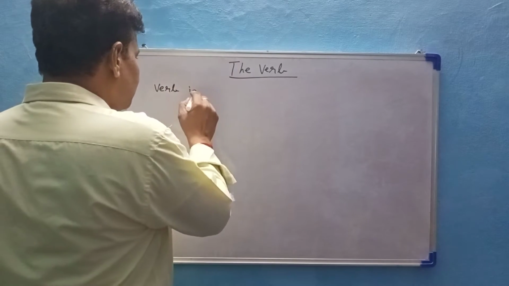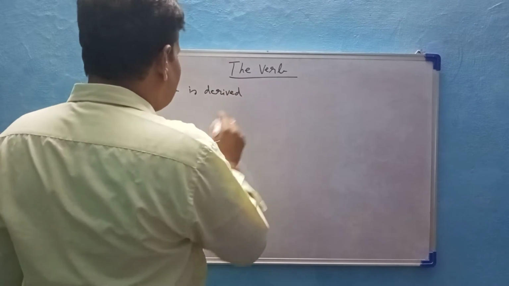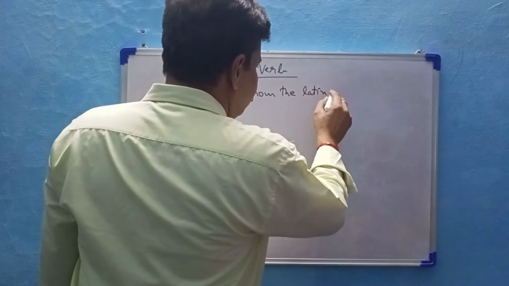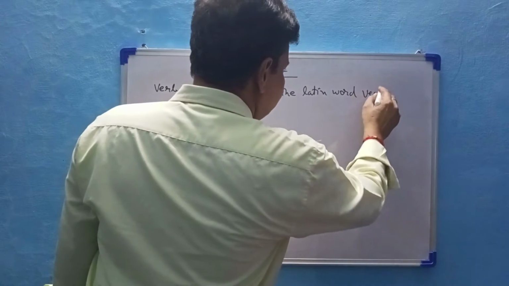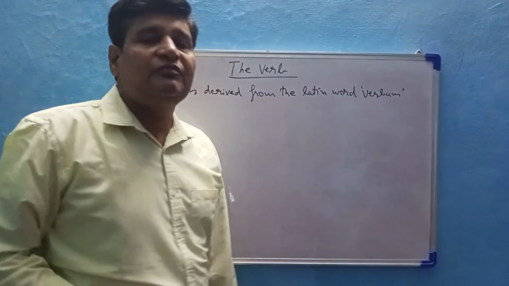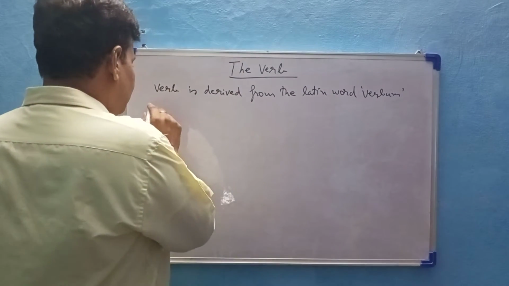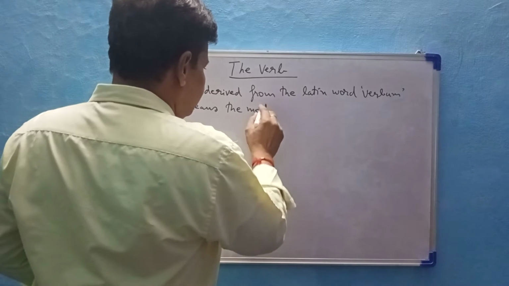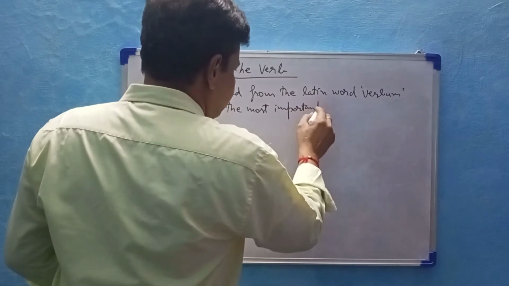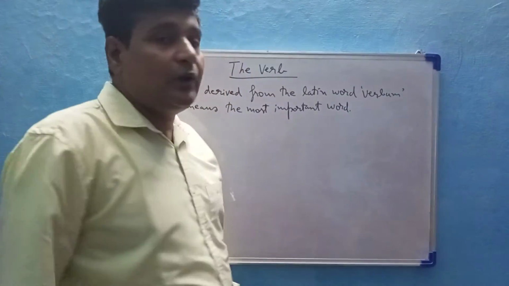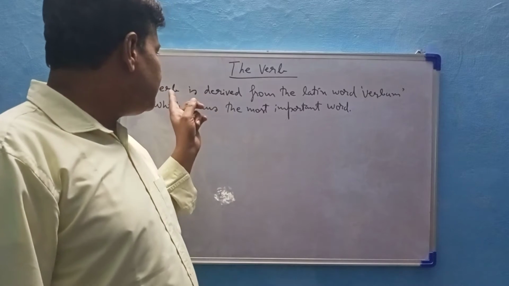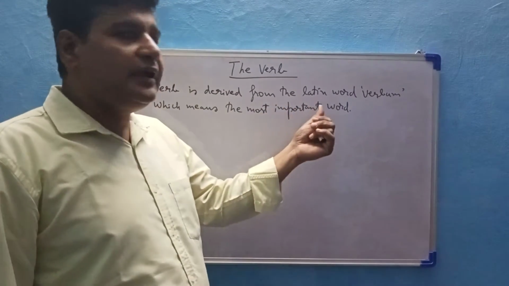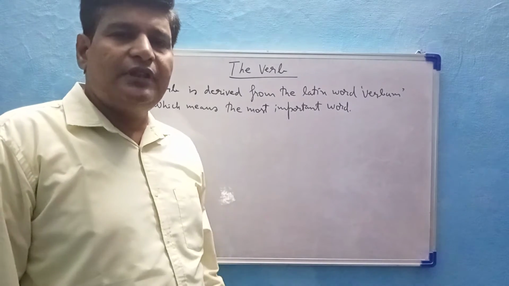Verb is derived from the Latin word verbum. Verbum means the most important word. So what is a verb? A verb is a word that has been derived from the Latin word verbum, and it is the most important word in a sentence. We can't write a sentence without a verb.